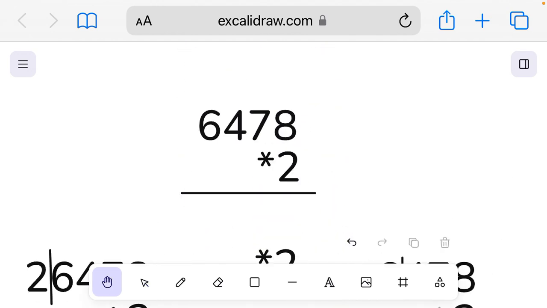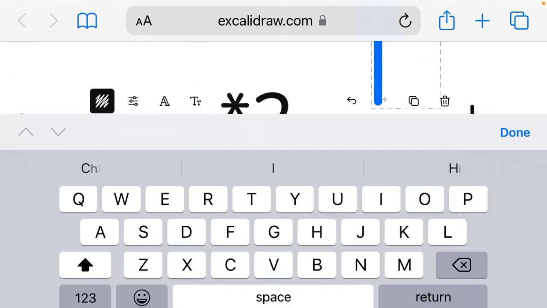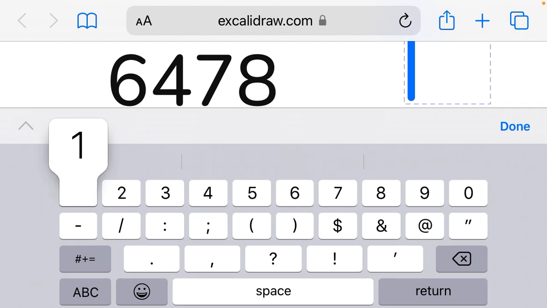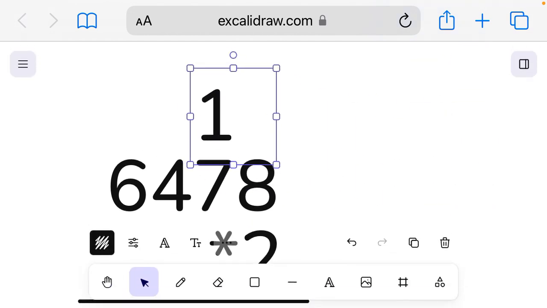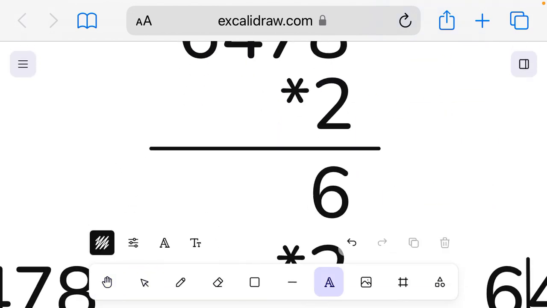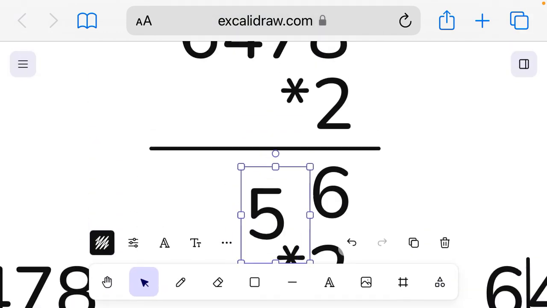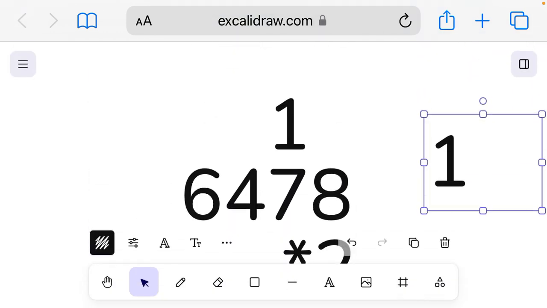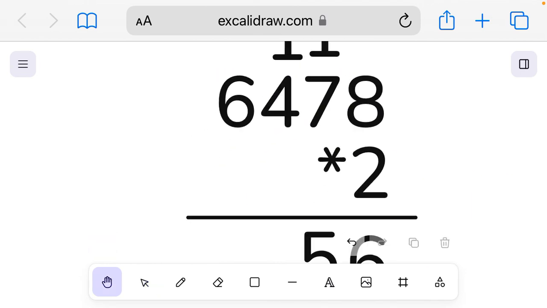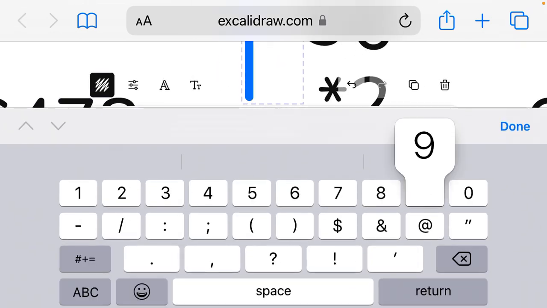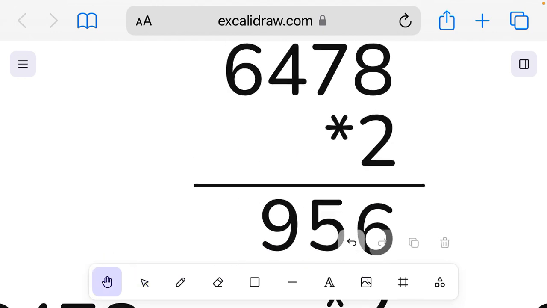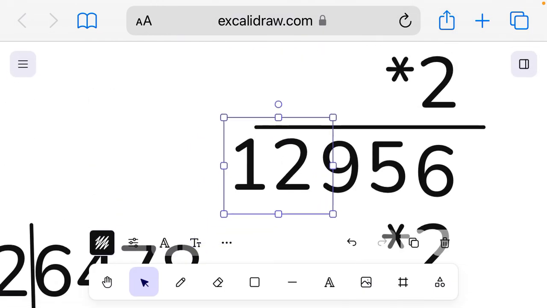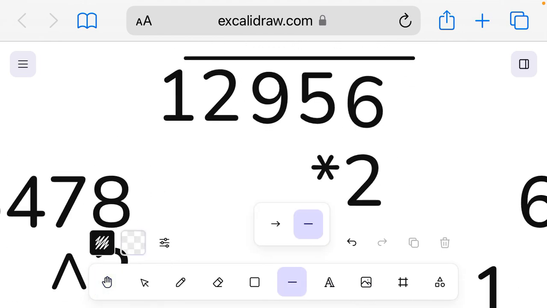Right, so we have 8 times 2, which is 16. The 6 stays there, but you carry the 1. 7 times 2 is 14, plus 1 is 15. And then we have to carry the 1 once again. And we have 4 times 2, which is 8, plus 1 is 9. And then 6 times 2, which is 12. And then multiply by 2 again.